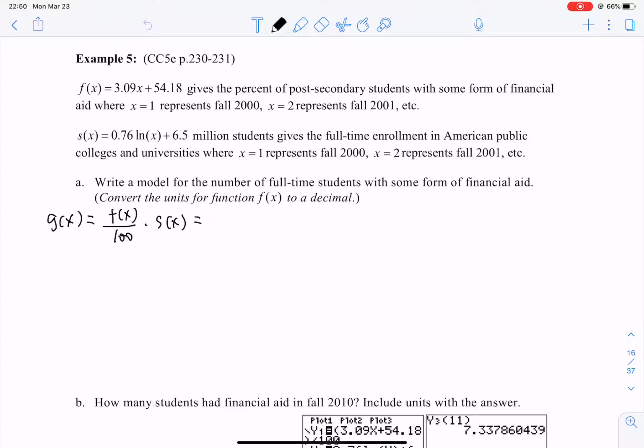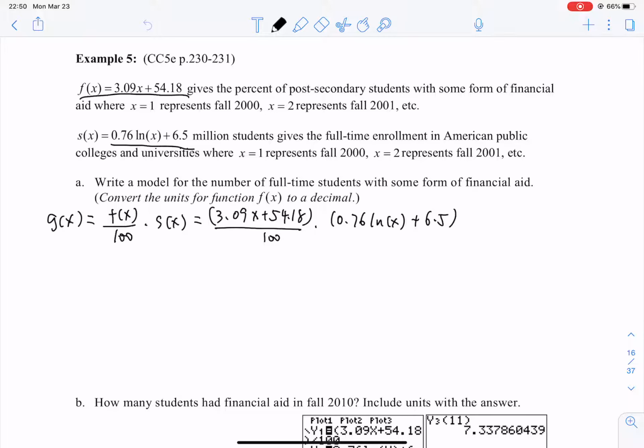So what is f of x? This one, 3.09x plus 54.18, divided by 100. Then times the second function. Second function is right here. 0.76 natural log of x, ln of x, plus 6.5. But we are not done because we don't know the unit. Then next, let's check what is the unit.